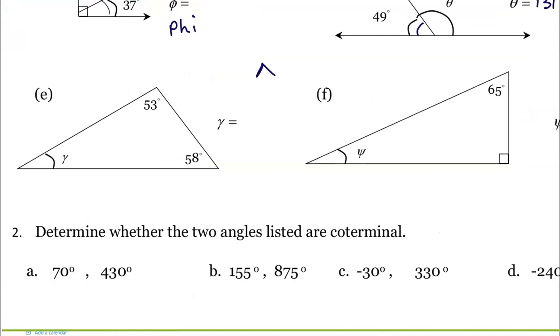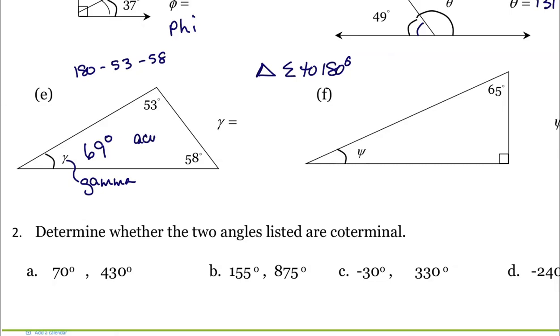Now I have triangles. So triangles sum, that's the Greek for sum, to 180 degrees. So that means, this is gamma, by the way. If I'm looking for a missing angle, then I'm going to have to say 180, because that's my sum, minus 53, and then minus 58. That gives me the missing angle value of 69 degrees. And because all those angles are less than 90, this is an acute triangle.